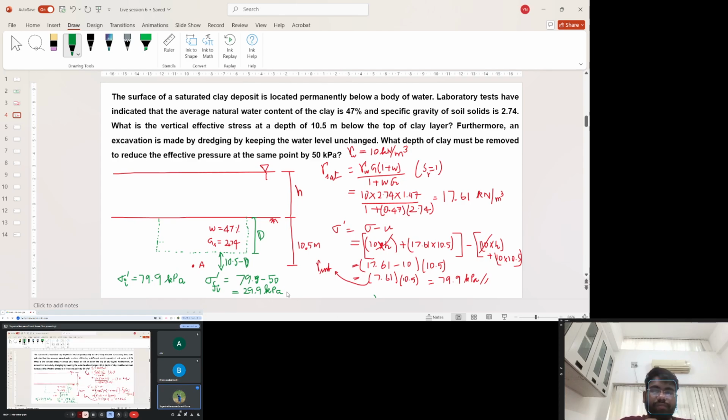Any doubts here, especially in the second part? So the first part is fairly straightforward. As far as the second part is concerned, yes, sir. It's clear. Good example.